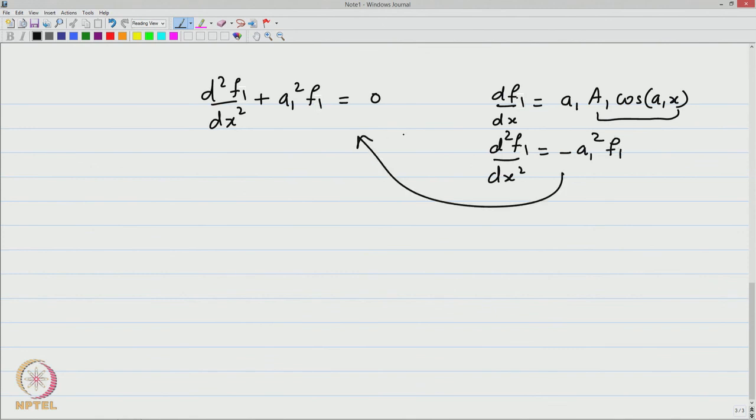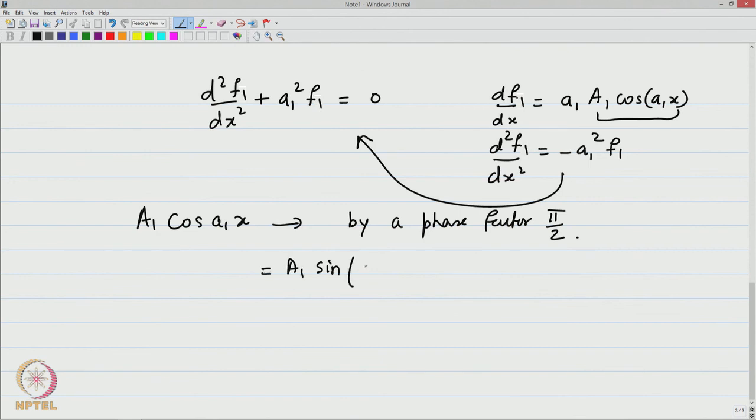And cosine a1 x is different from the sine only by a phase factor of pi by 2. It is an independent trigonometric function, but the relation between cosine and sine is that it is a1 sine of a1 x plus pi by 2. It is just an argument of pi by 2 that differentiates between cosine and sine.